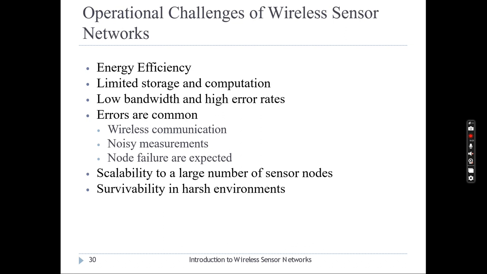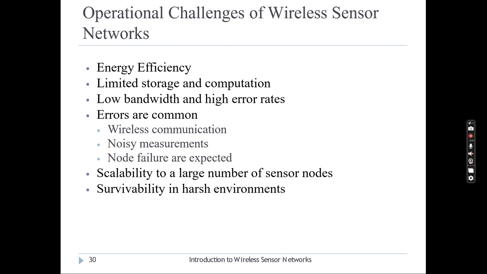Limited storage and computation. Already stated that our sensor node is a constrained device. In the sense, everything is limited. It has limited storage only, some flash memory. There is no hard disk, RAM is also very limited, and so on. Computation is also limited. It consists of a microcontroller. A microcontroller is not a microprocessor to do multitasking or heavy computational activities. It has a very limited functional set. So that's what the computations it does. Next, low bandwidth and high error rates.